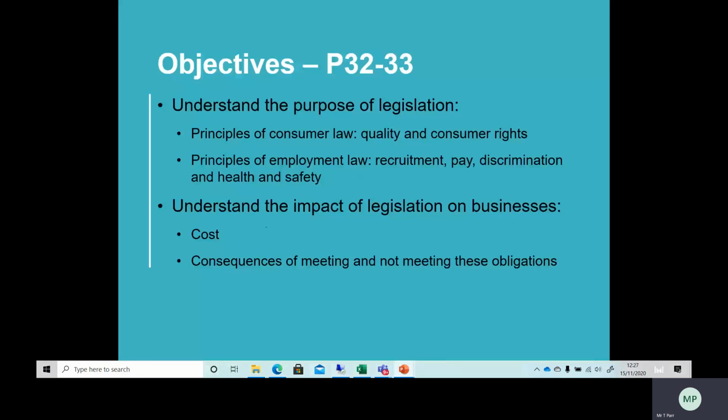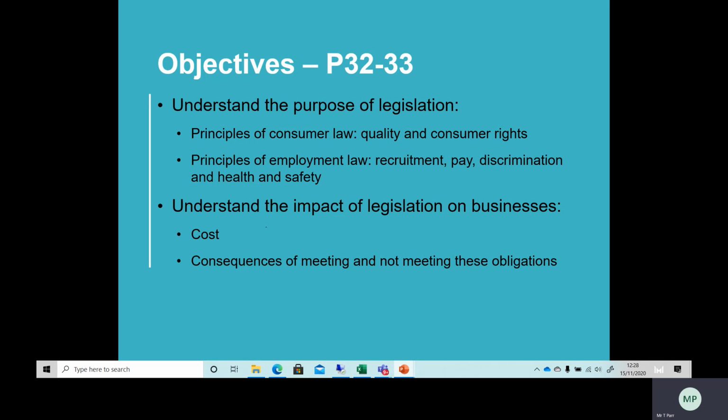Edexcel say you need to be able to do these things: understand the purpose of legislation, why the laws are in place. It covers two different areas, quality and consumer law and employment law, which we'll talk about in a bit. Also the impact it has on a business, the costs involved, if there are any costs, and also the consequences of not following the law, of breaking the law if a business were to do that. This summarises pages 32 and 33 in the CGP revision guide. Please make sure you use that for each of these revision sessions.